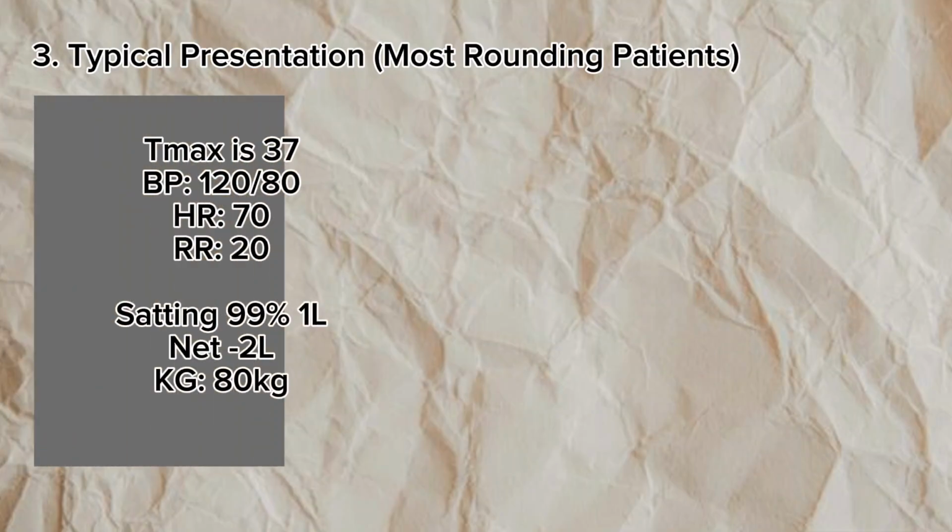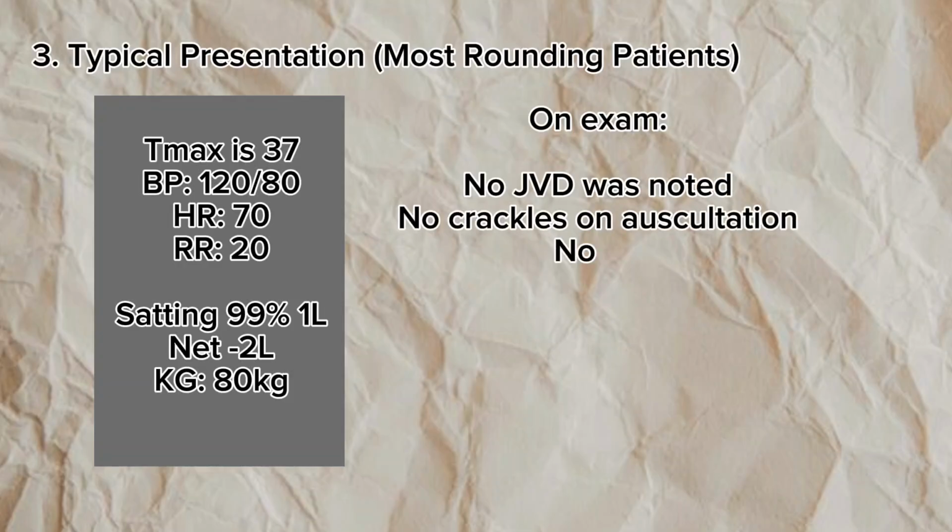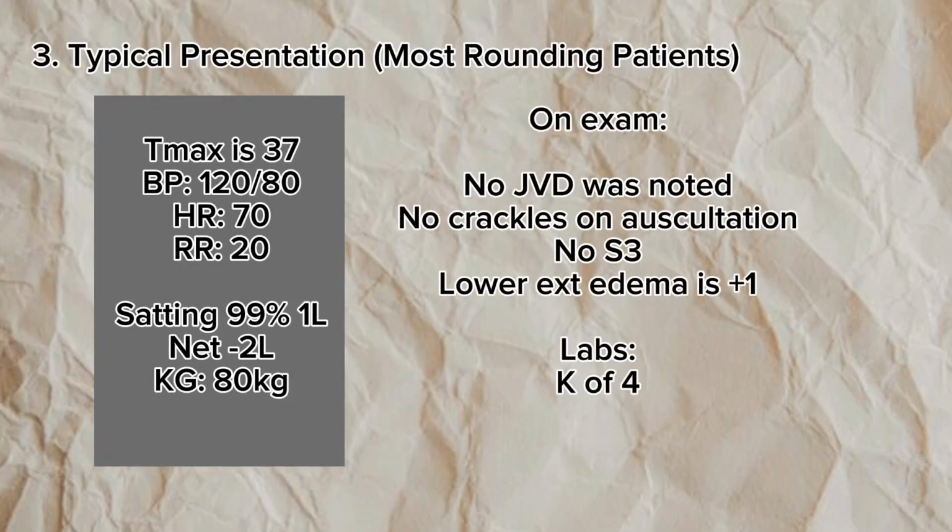His Tmax is 37, his blood pressure is 120/80, his heart rate is 70, and respiratory rate 20. He's satting 99% on 1 liter, down from 3 liters yesterday. He's net negative, total 2 liters. His standing weight today is 80 kilograms, down from 85 kilograms yesterday. On exam, no JVD was noted, no crackles on auscultation, no S3 was heard either. And his lower extremity edema is +1.